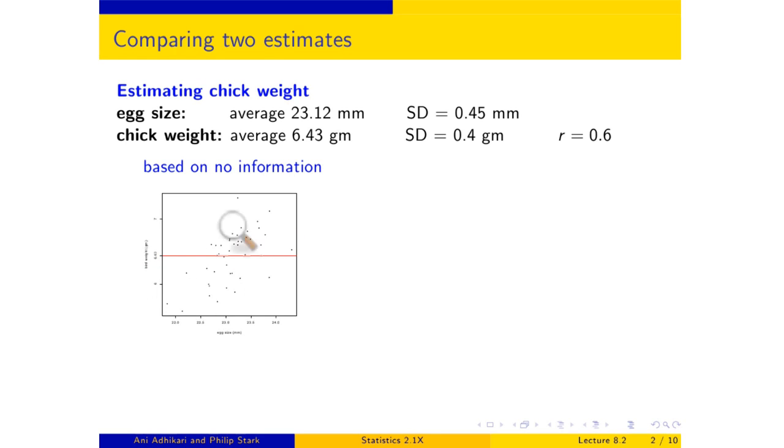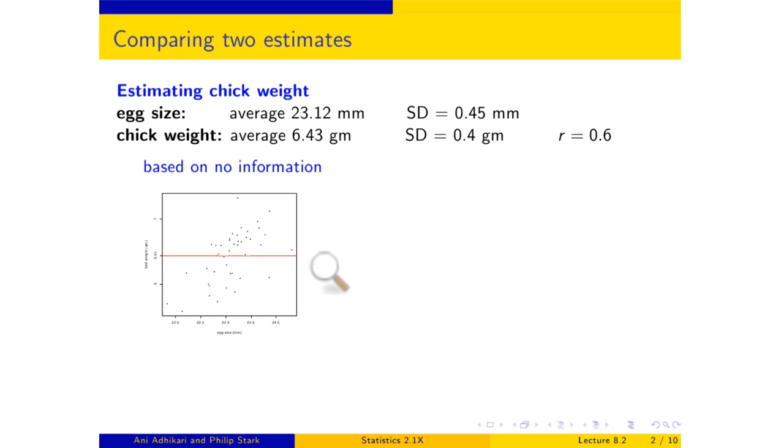The scatter diagram's all over the place. But you don't get to see the egg size, and so no matter what the bird is, no matter what the egg is, you are going to guess 6.43. That's the average. The red line is horizontal at the average. For every single one of these eggs, you're going to guess that the bird hatching from it is going to have weight 6.43 grams.